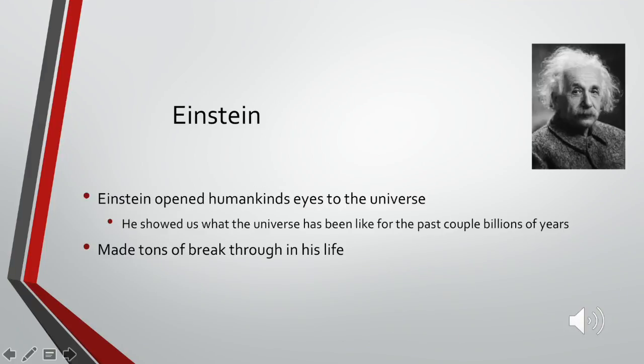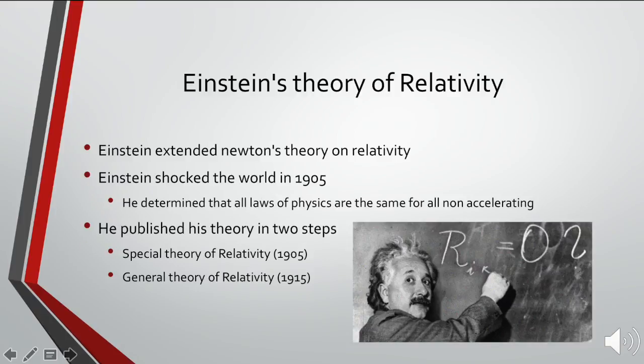Einstein. Einstein opened humankind's eyes to the universe. He showed us what the universe has been like for the past couple of billions of years, and he made tons of breakthroughs throughout his life. Einstein's theory of relativity. Einstein extended Newton's theory on relativity, and he shocked the world in 1905. He determined that all laws of physics are the same for all non-accelerating objects. He published this theory in 2 steps: special theory of relativity in 1905 and general theory of relativity in 1915.